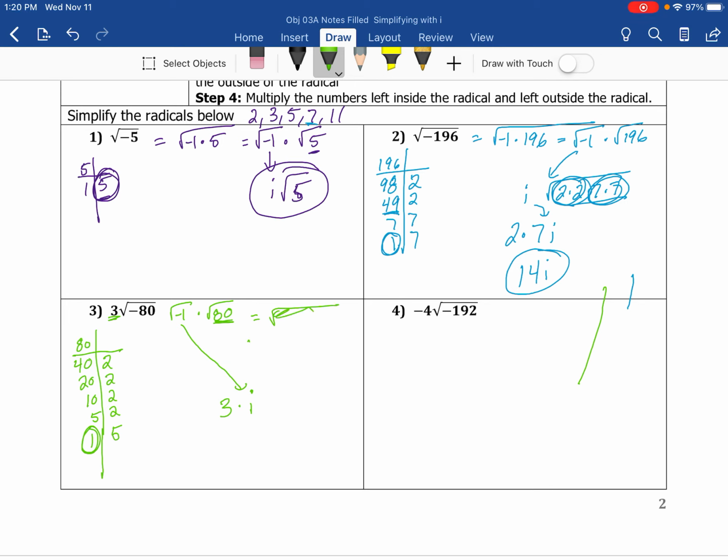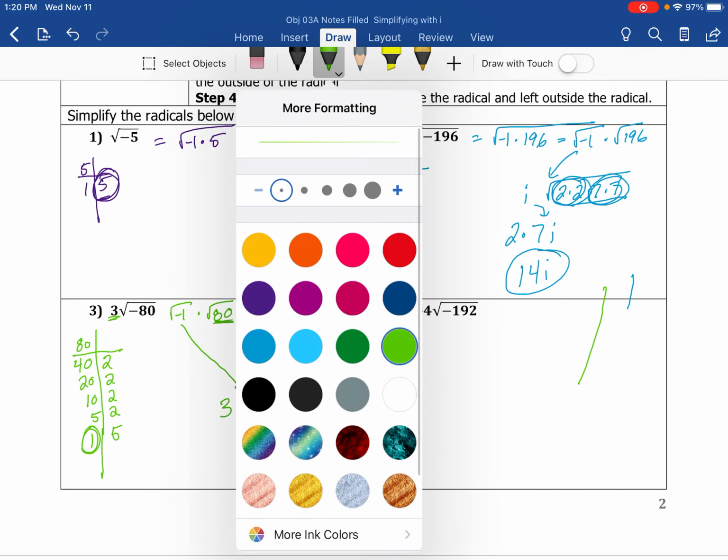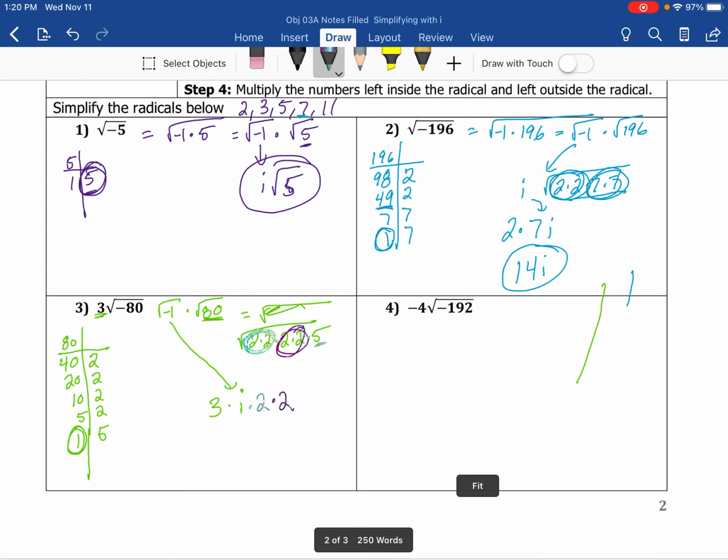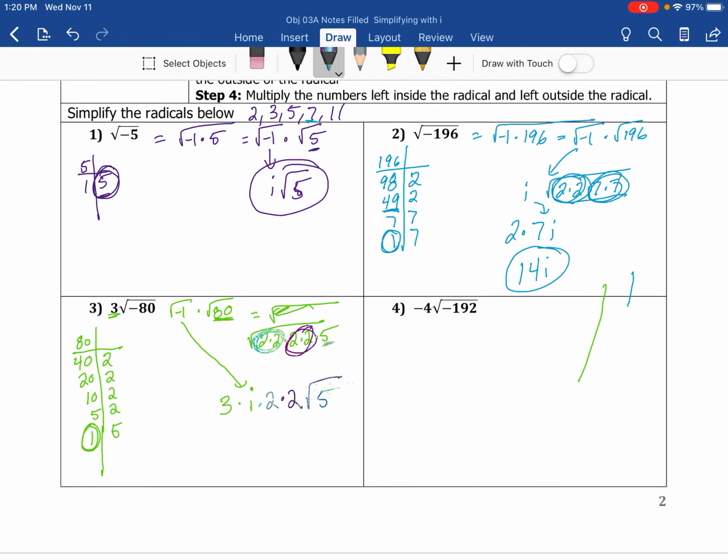And so my radical 80 is 2 times 2 times 2 times 2 times 5. Okay, and I look for my doubles. I say, okay, so here I have a double here, and so I know that I'm going to have a 2 on the outside. I have a double here. I know I'm going to have another 2 on the outside. What's left on the inside? Okay, it's just going to be your radical 5.